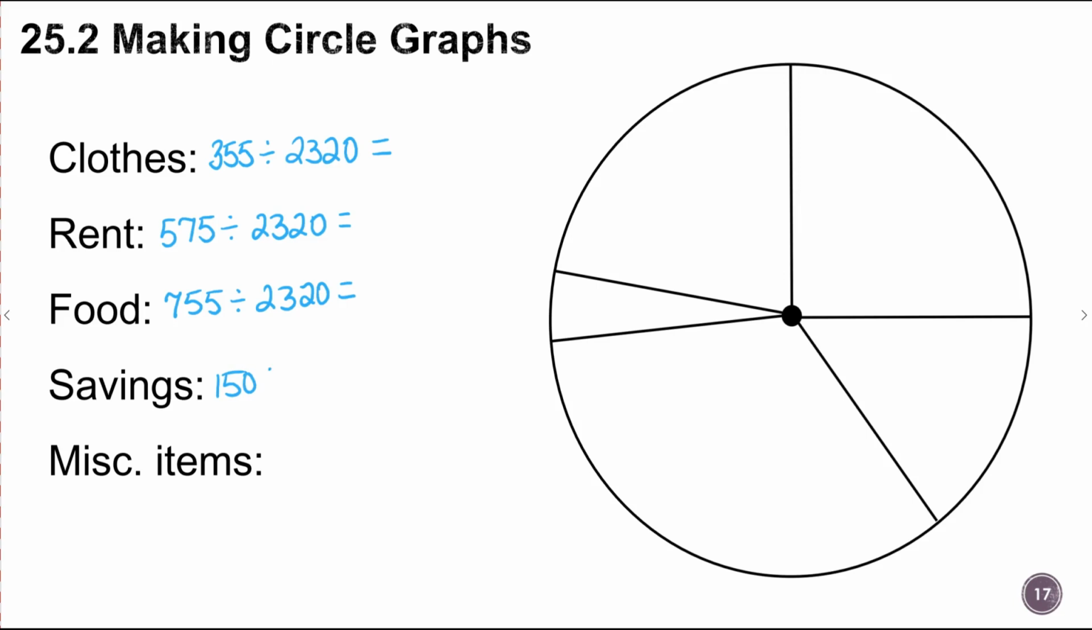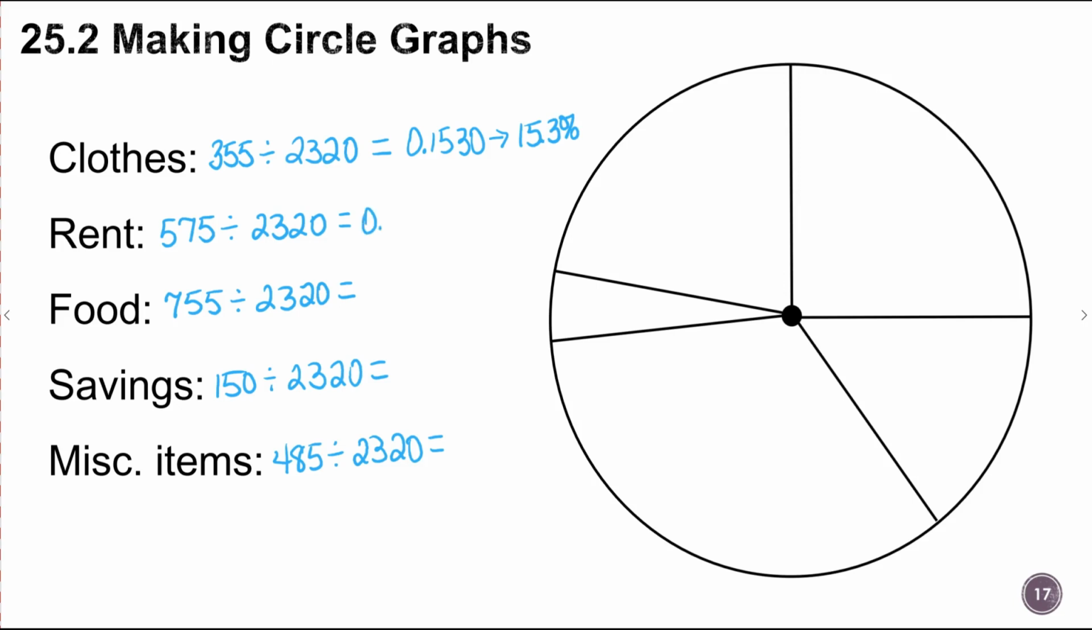150 for savings. And miscellaneous was 485. So we're dividing, and when we divide we get the decimal, right? So this decimal is 0.1530, so that's going to be 15.3%.